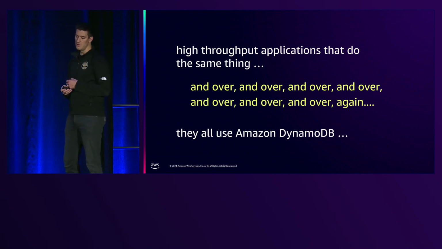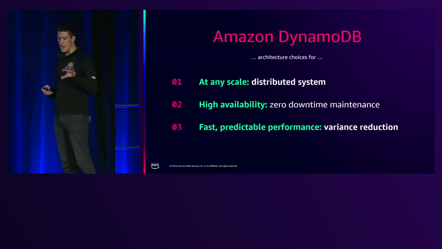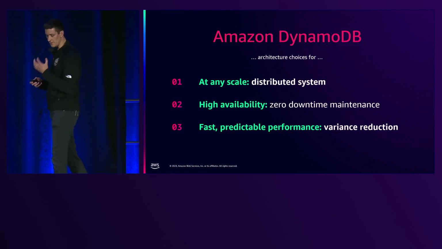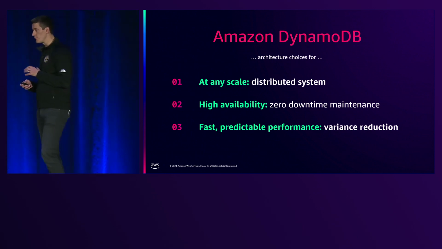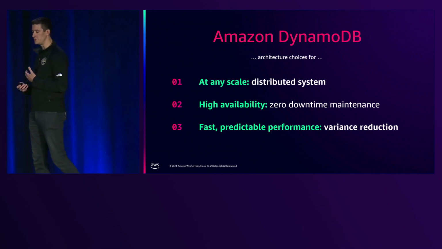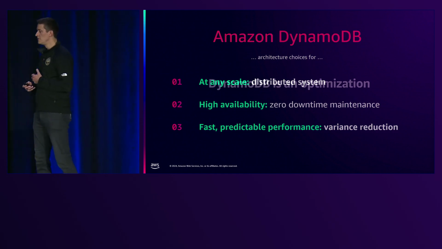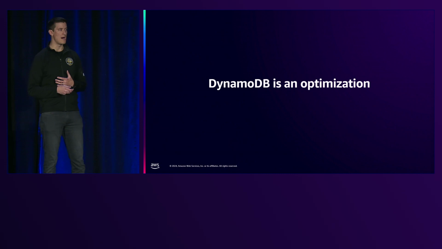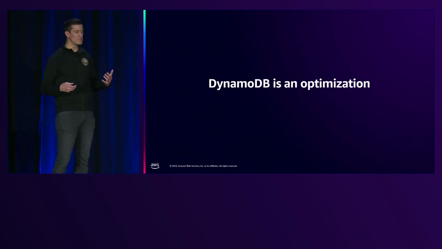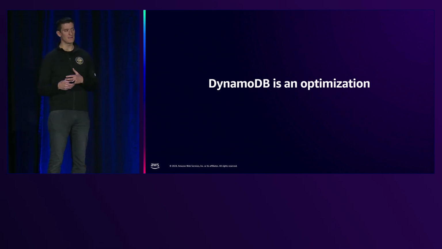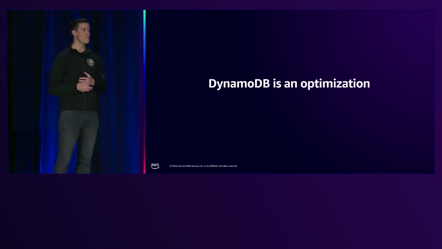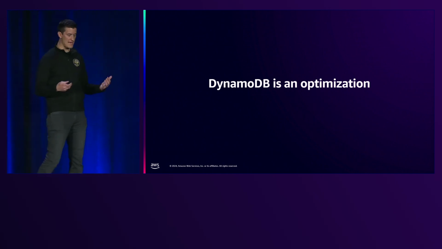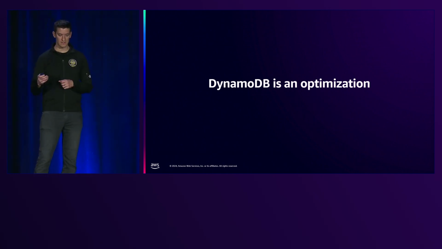So we're going to talk about some of the architectural choices on how we achieve any scale, high availability, and really consistent performance at scale, thinking about how we reduce variance. So one of the mental models I want you to think about DynamoDB as we go through this is DynamoDB is really an optimization. When we set off to build DynamoDB, we didn't think about it as, can we make a slightly better relational database? We really wanted to build something that was significantly better on the dimensions of scalability, of consistent performance, of high availability. We'll talk about some of those aspects.